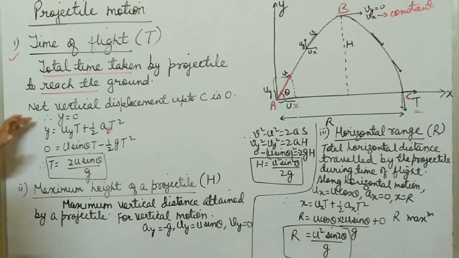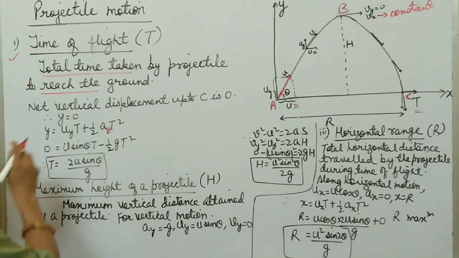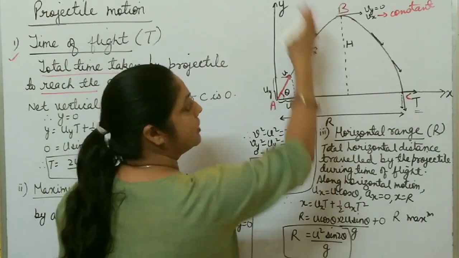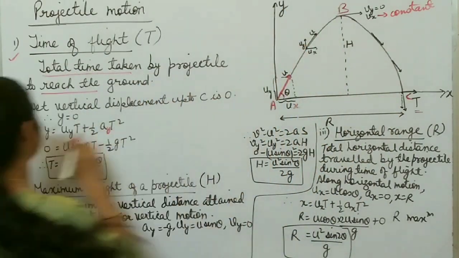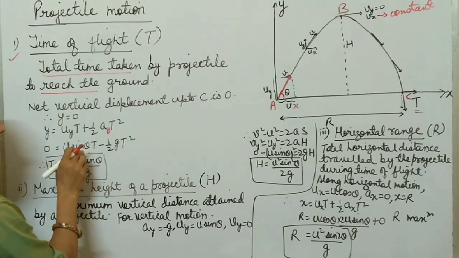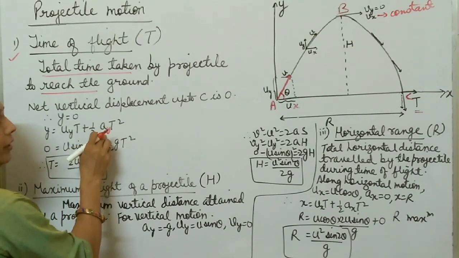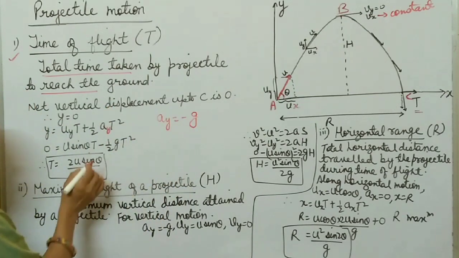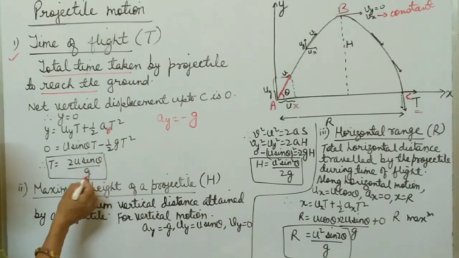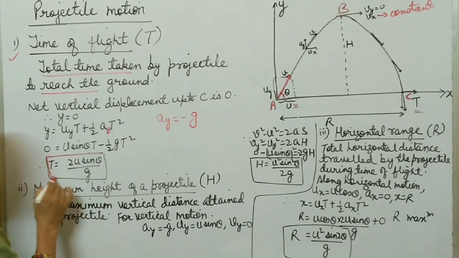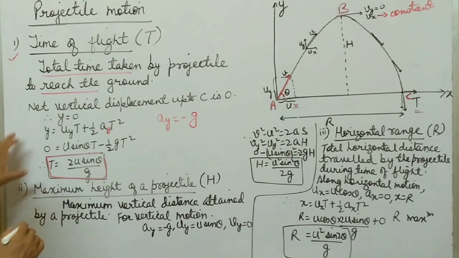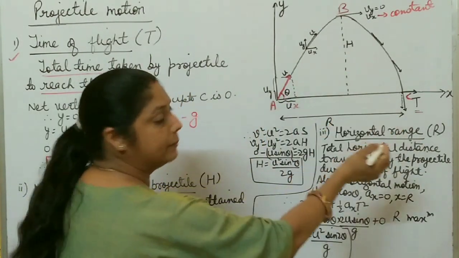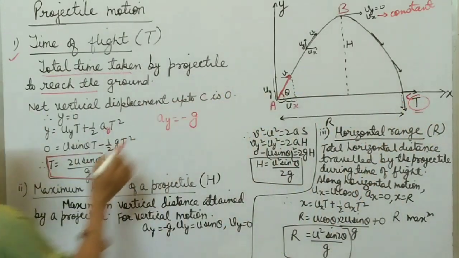You are writing the equation along vertical motion, right? So here y is what? From A to C there is no displacement along the y vertical direction, so y is 0, uy is u sin theta into t, ay is what? ay is minus g, right, for upward motion, so minus half g t square. From here you find t equal to 2u sin theta by g. This is the expression for total time taken by the projectile to reach the ground. It means from A to C, the time taken by the projectile is capital T, time of flight.